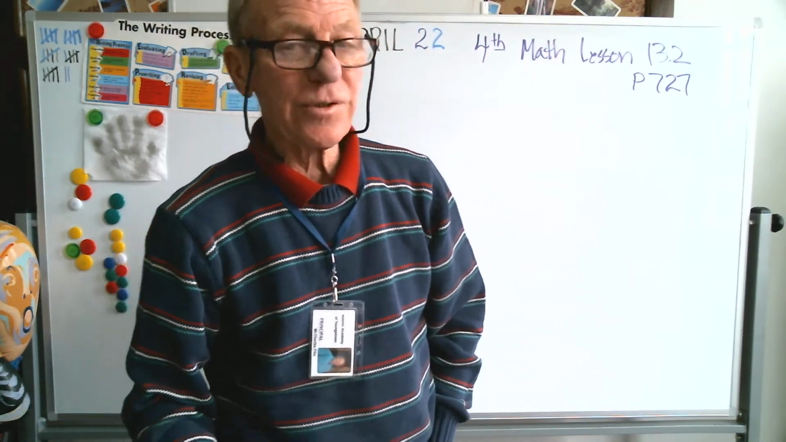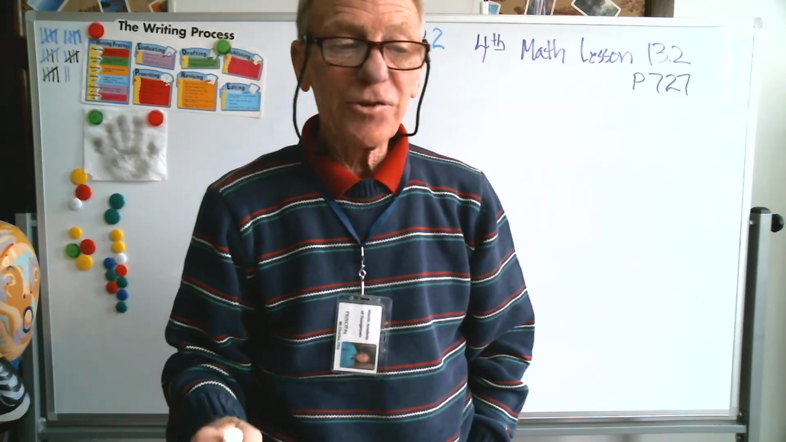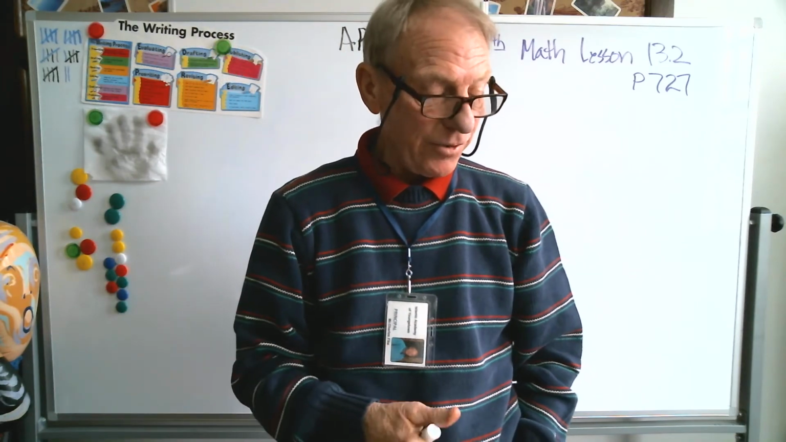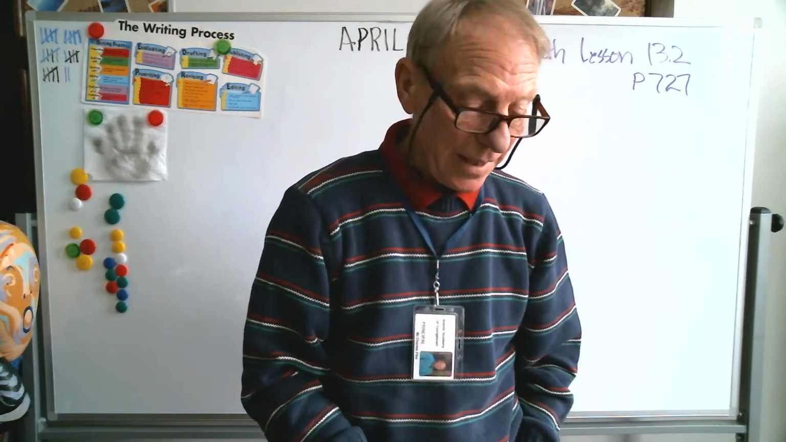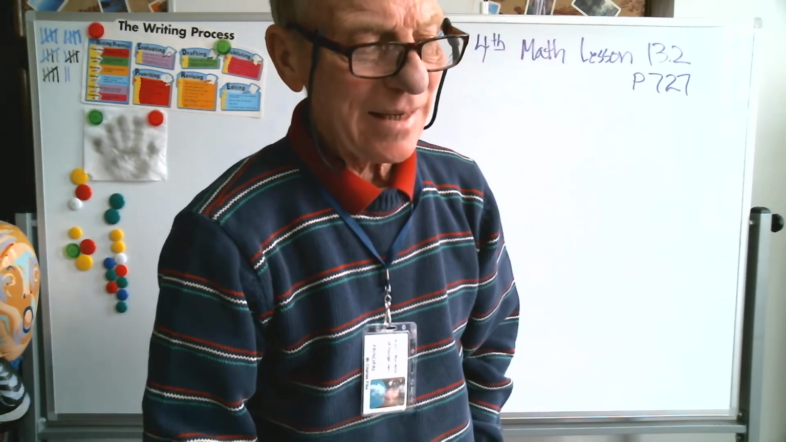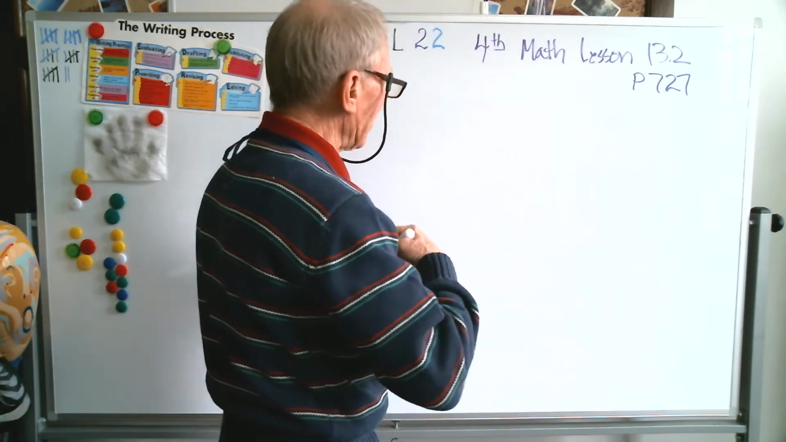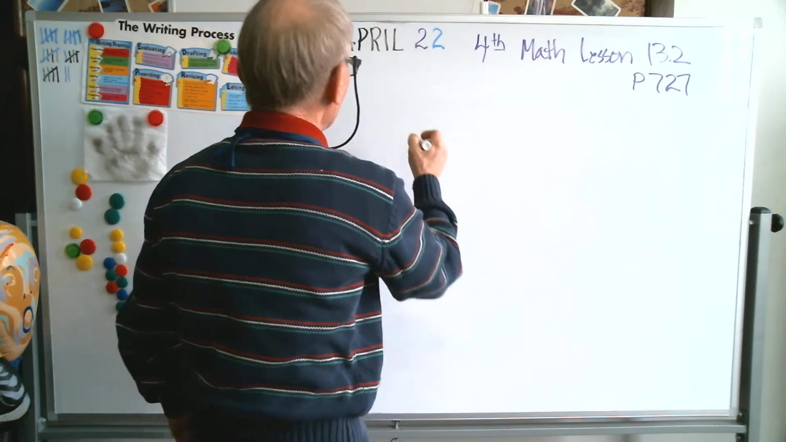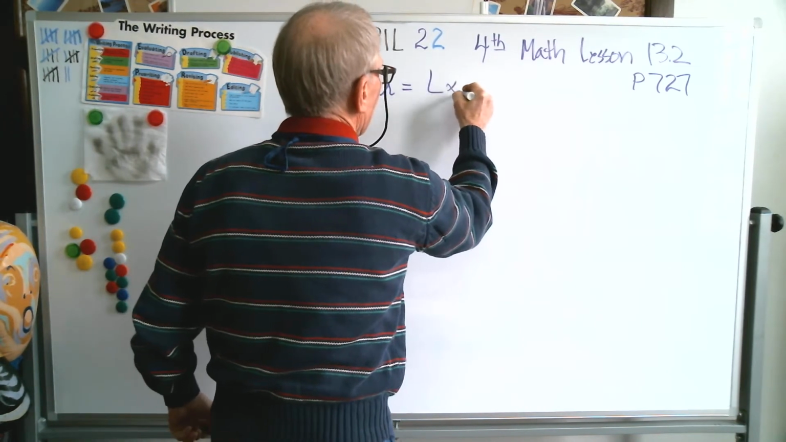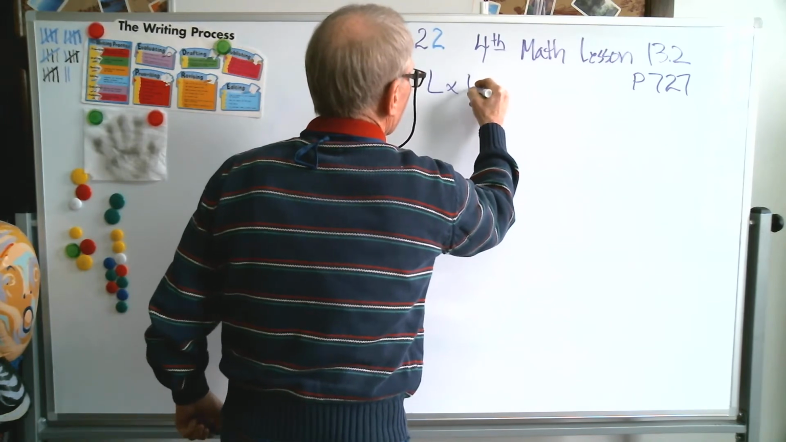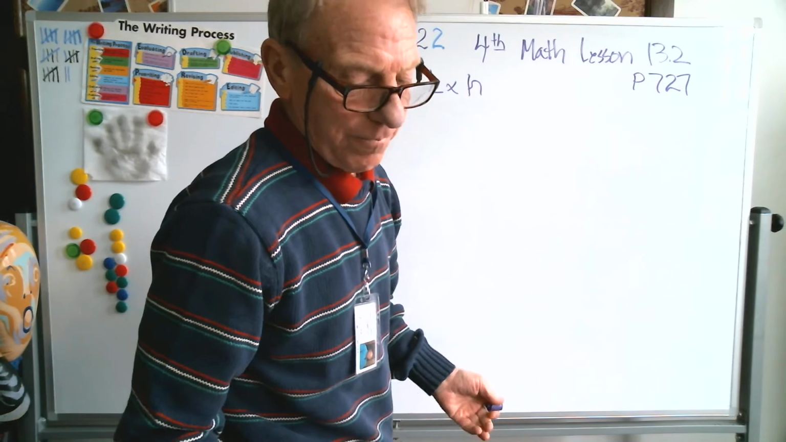Hey, fourth graders, it's time to do a little math. We're on page 727 in your math workbooks, and today's lesson is going to be about finding area. And remember, in our vocabulary, we had a definition for area. Area equals length times height. So length times the height.